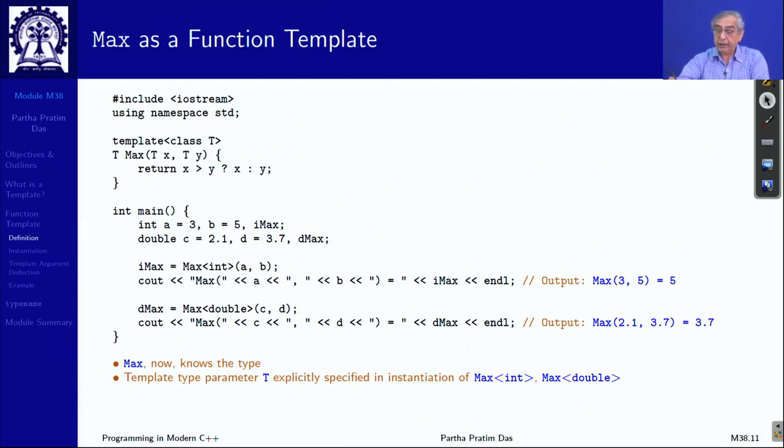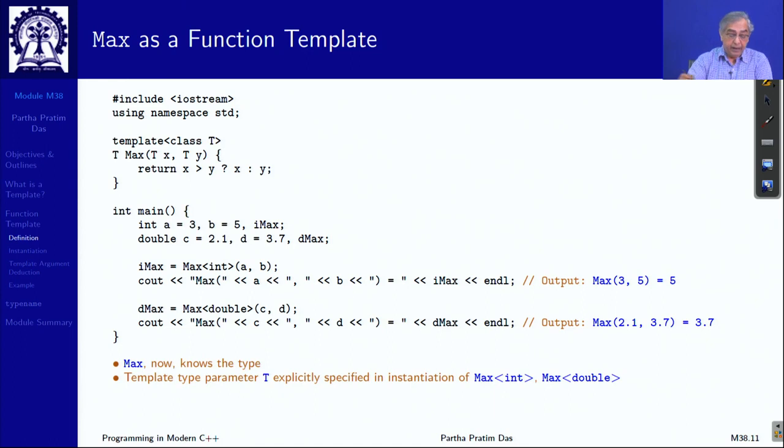Let us look at the use. So, integer variables, double variables, this is how you call the function. Instead of calling it max AB, after max within angular brackets you provide the type. So, this becomes the value of T, T becomes equal to int. So, what the compiler does, when the compiler comes across this, compiler takes T as int and generates a code for max.